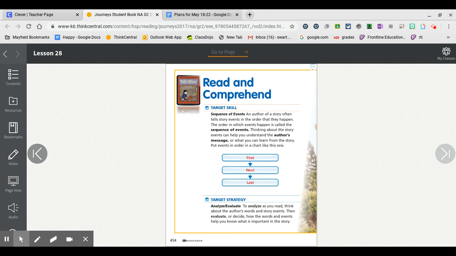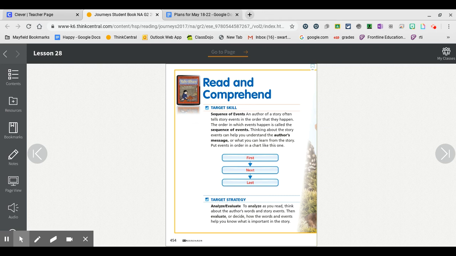We can put events in order in a chart like the one we see here. Notice the use of our transition words like first, next, last. Remember, just because they only put 3 boxes here does not mean we only have 3 boxes when we sequence events. We could end up with 4, 5, 6. It depends on how many important events there are in the story.